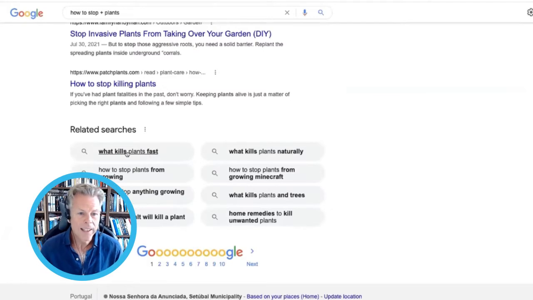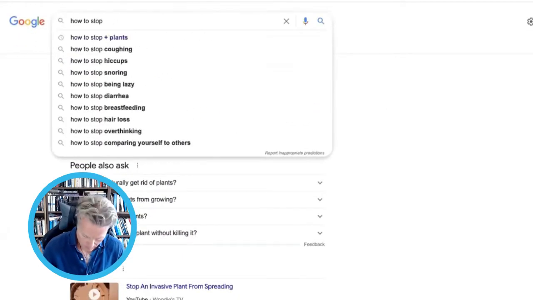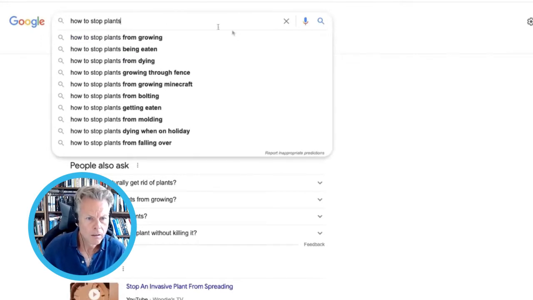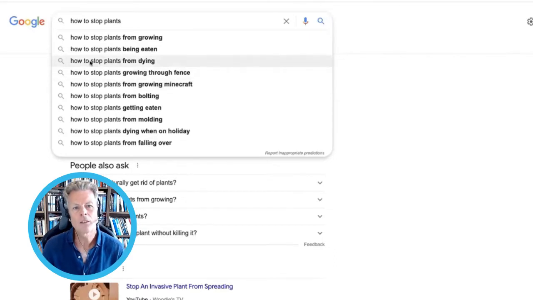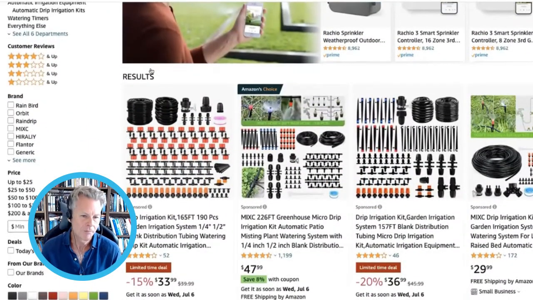And so I get things like, what kills plants fast? How much salt? What kills plants naturally? What kills plants and trees? How to stop from growing, from being eaten, from dying. So in terms of what they are trying to achieve, what's the worst possible case scenario for them with buying this? It's their plants all die. Their plants die.